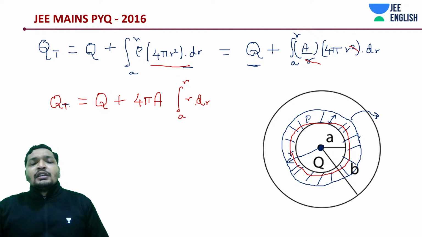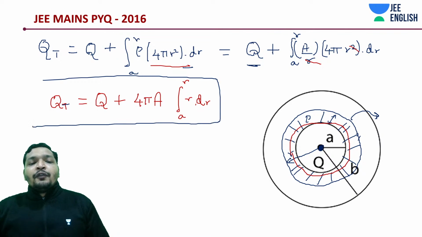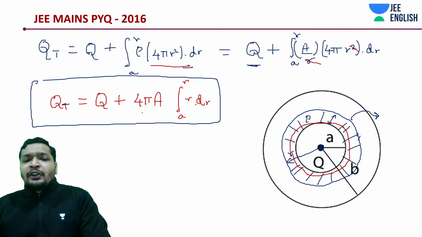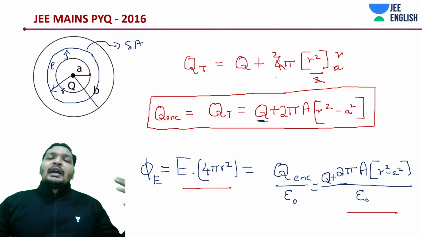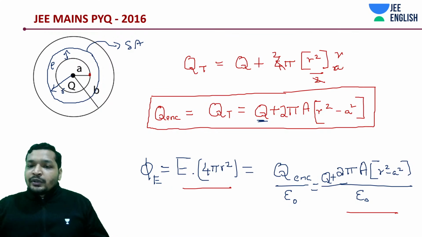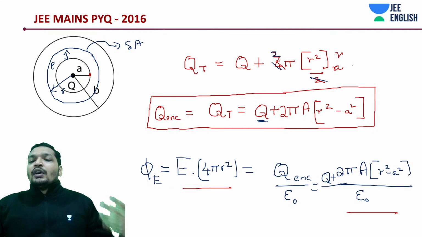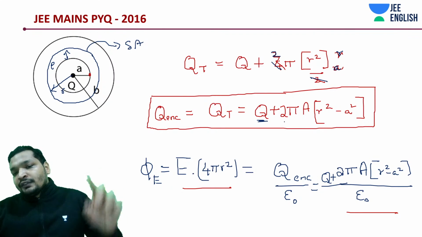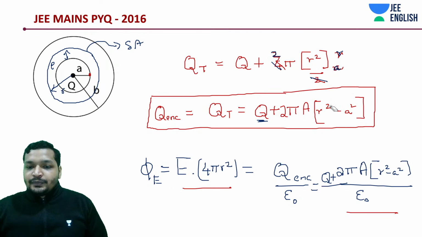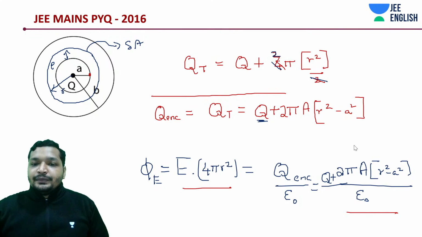That is, q total would be q plus the integral of 4 pi a r dr, which you integrate to get r square by 2. So r square by 2, you would have a 2 pi on the numerator, since the 4 and the 2 cancel. Basically r dr is going to be r square by 2. This has to be integrated from a to r. So it's going to be q plus 2 pi a times (r square minus a square), since the limits were a to r.